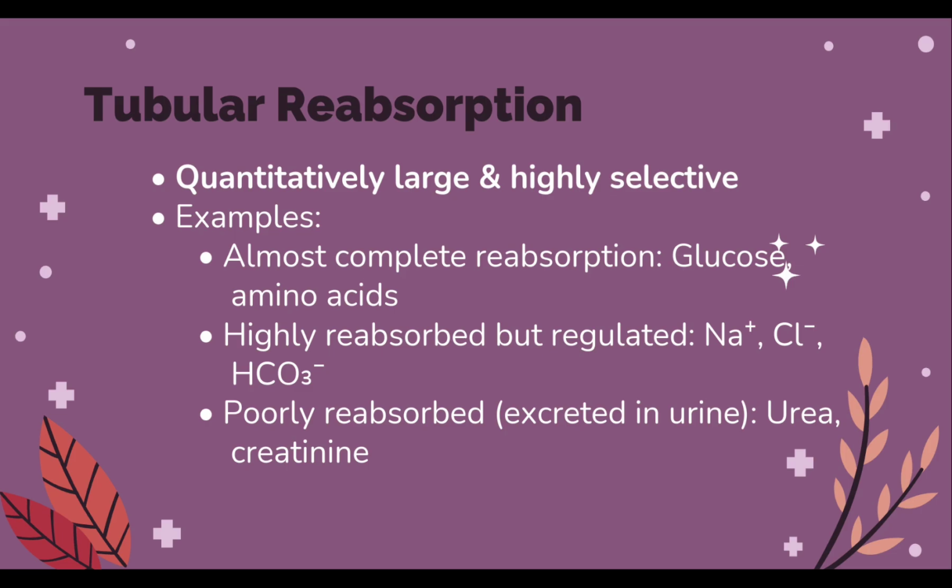Tubular reabsorption is quantitatively large and highly selective. Examples like glucose and amino acids are completely reabsorbed at the proximal convoluted tubule. Sodium ions, chloride ions, and bicarbonate ions are highly reabsorbed but regulated; complete reabsorption does not happen. The poorly reabsorbed ones are urea and creatinine. Why are most of them not reabsorbed? Because we have to excrete them in urine.